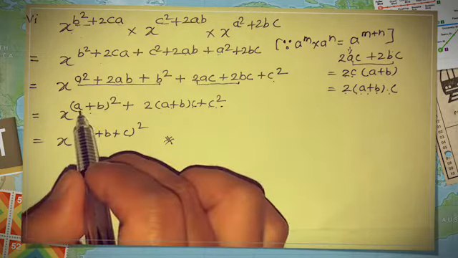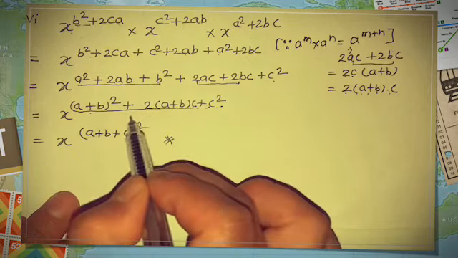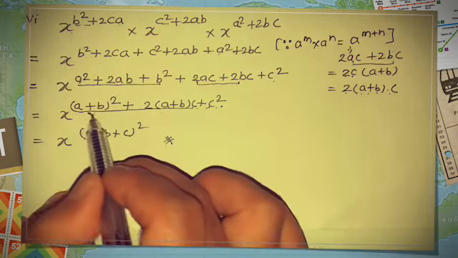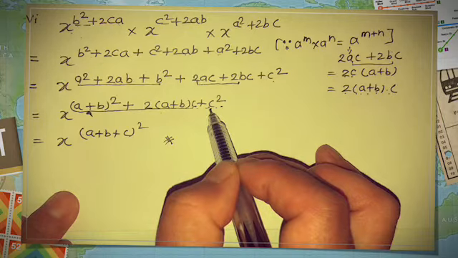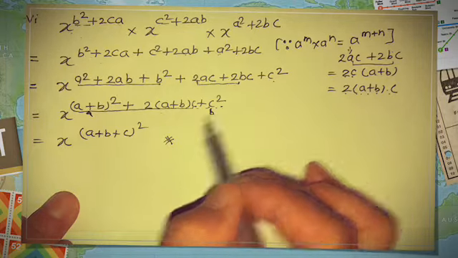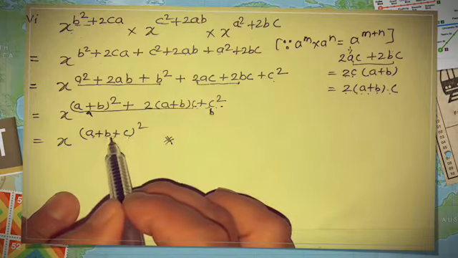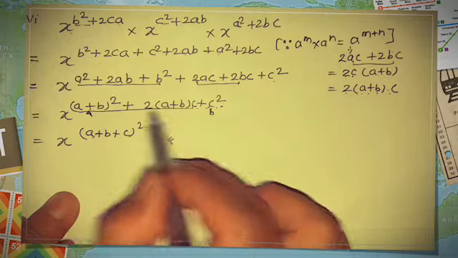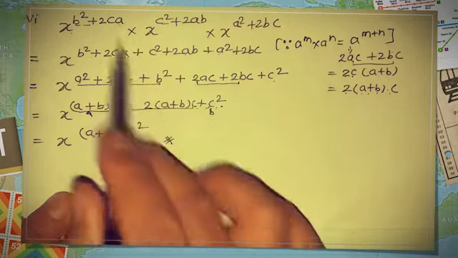Now these indices are also in the form of a plus b whole square, where a is a plus b and where b is c. So a plus b whole square we can write for the indices, for the power. So this is the simplification form of this one.